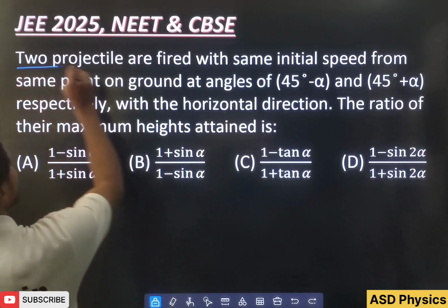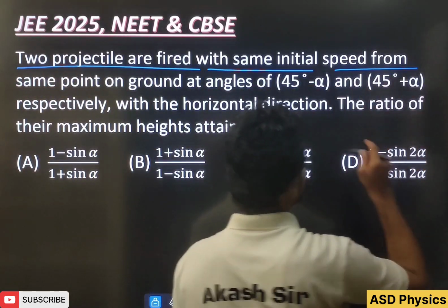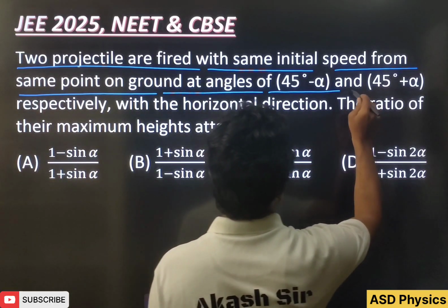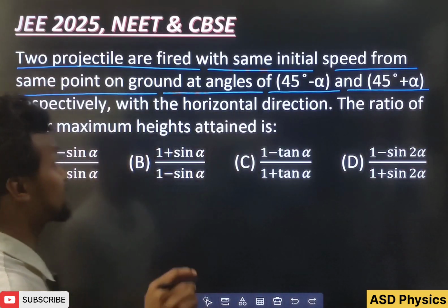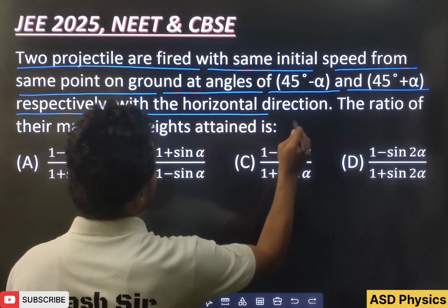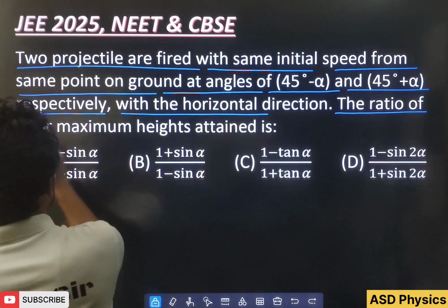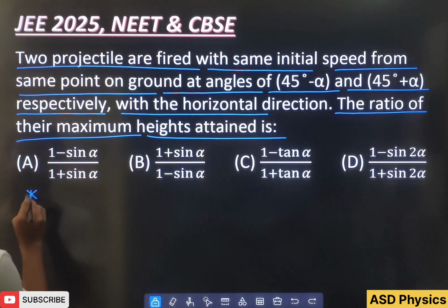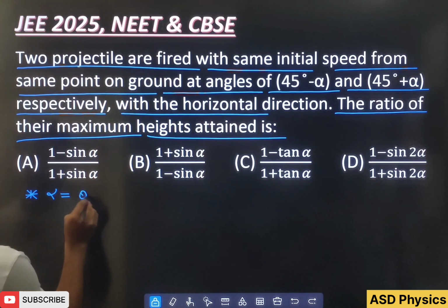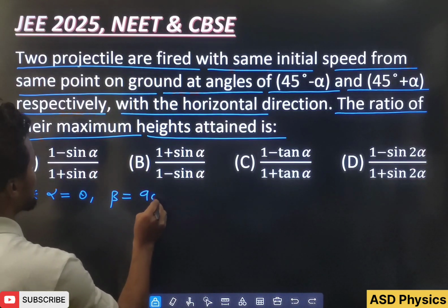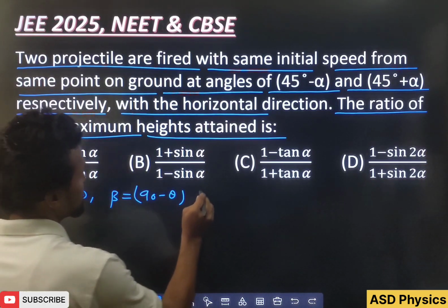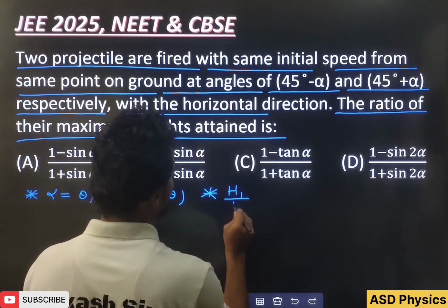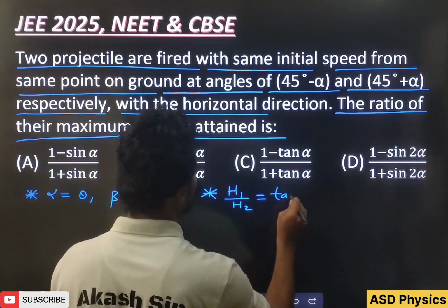The question is, two projectiles are fired with same initial speed from same point on ground at an angle of 45 minus alpha and 45 plus alpha, respectively, with the horizontal direction. The ratio of their maximum heights attained is how much here? Okay, so in this situation, remember that whenever one angle is theta and another angle is 90 minus theta, there is a direct formula. The formula used to be how much here? The ratio of the maximum heights, h1 by h2, is equal to tan square theta.